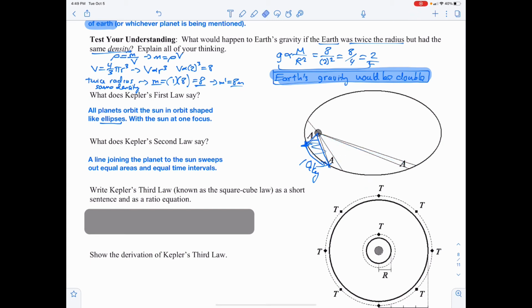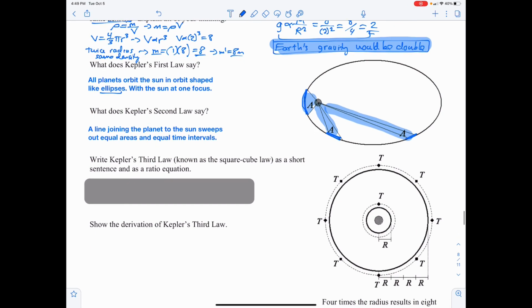Okay, now the picture is not drawn to scale to represent that, so I think a better picture of this would be like this area right here, and that area right there, and that area right there. So those shaded areas would be the same if that time interval from here to here, from here to here, and from here to here is all the same. So equal times sweep out equal areas.